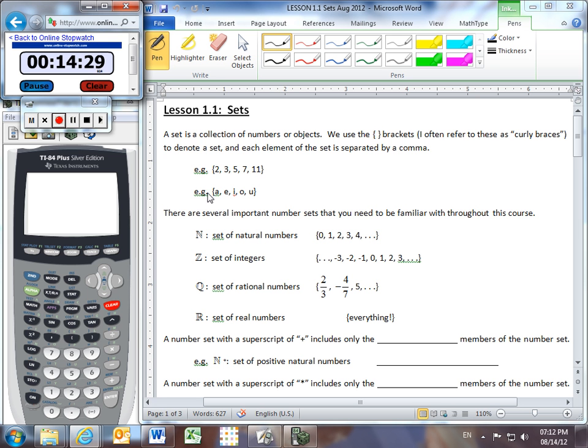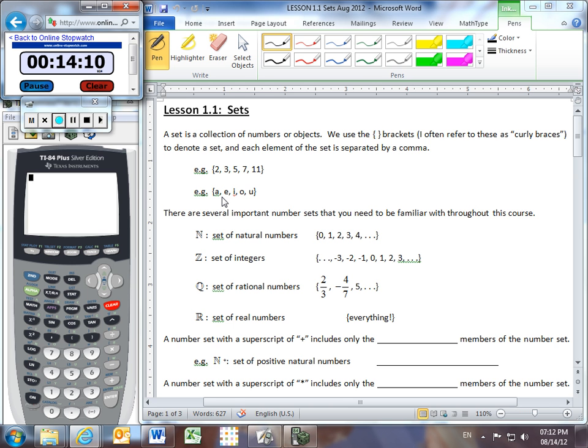Here's another example of a set. Again, you see the curly braces and the commas in between each element, and this is just to illustrate that you don't actually have to have numbers in a set. You could instead have letters or words or even pictures. But of course, in this class, we're normally going to have numbers inside a set.